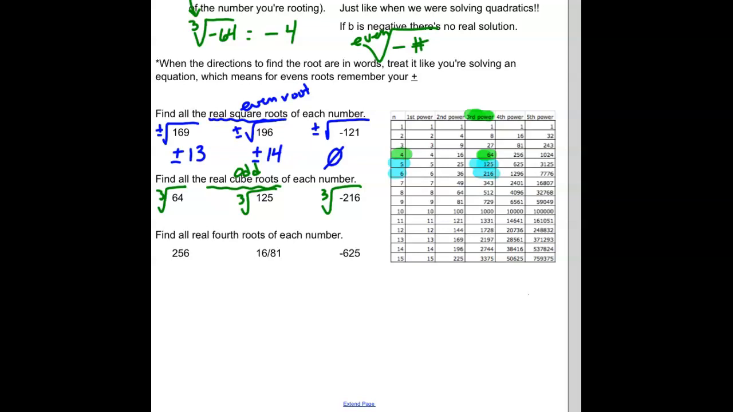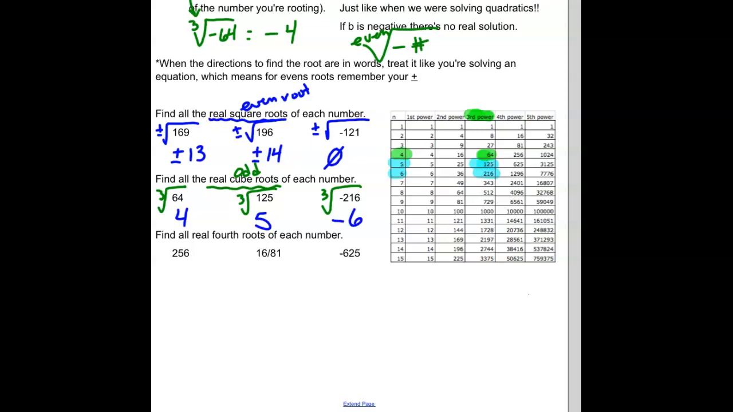Now, for the negative ones, let me just fill in our answers here. We said the cube root of 64 was 4. The cube root of 125 was 5. The cube root of positive 216 is 6. So the cube root of negative 216 would just be negative 6.